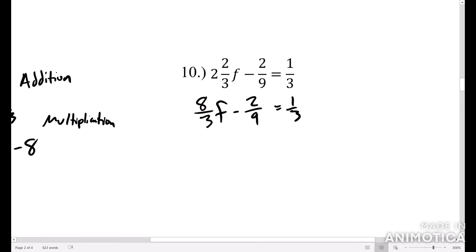I'm going to start by adding 2/9 to both sides. That gives me 8/3 F equals 1/3 plus 2/9.